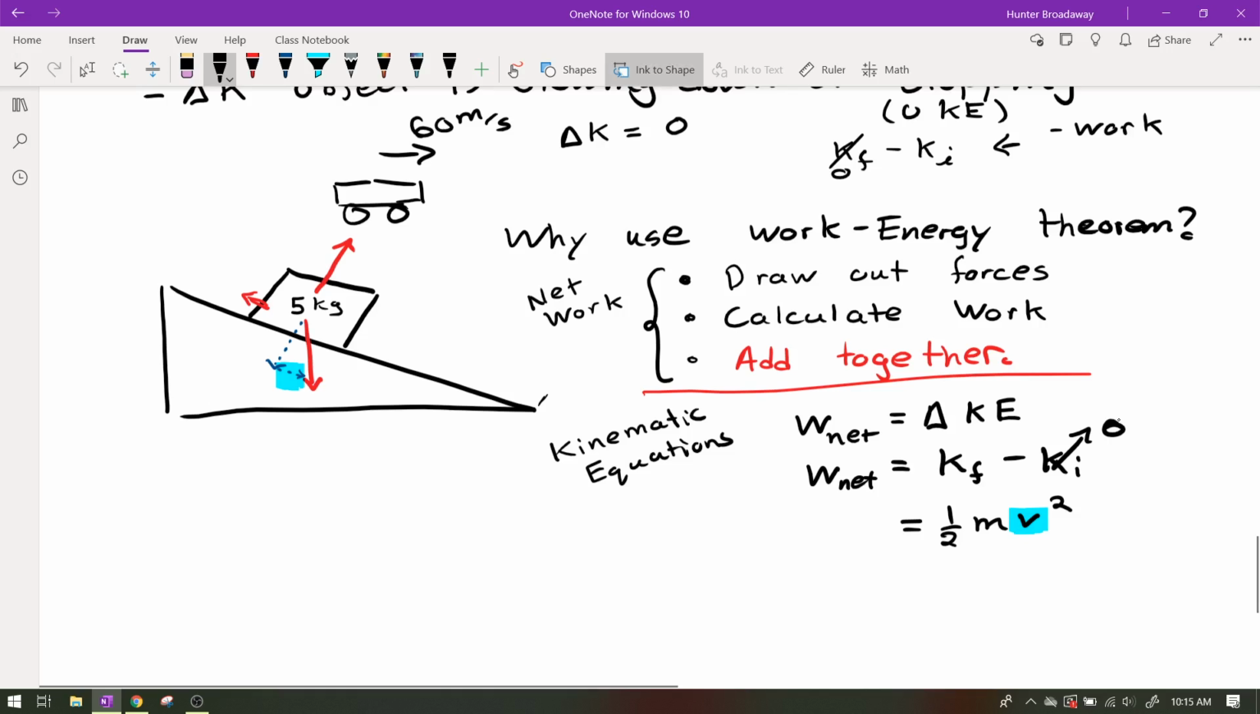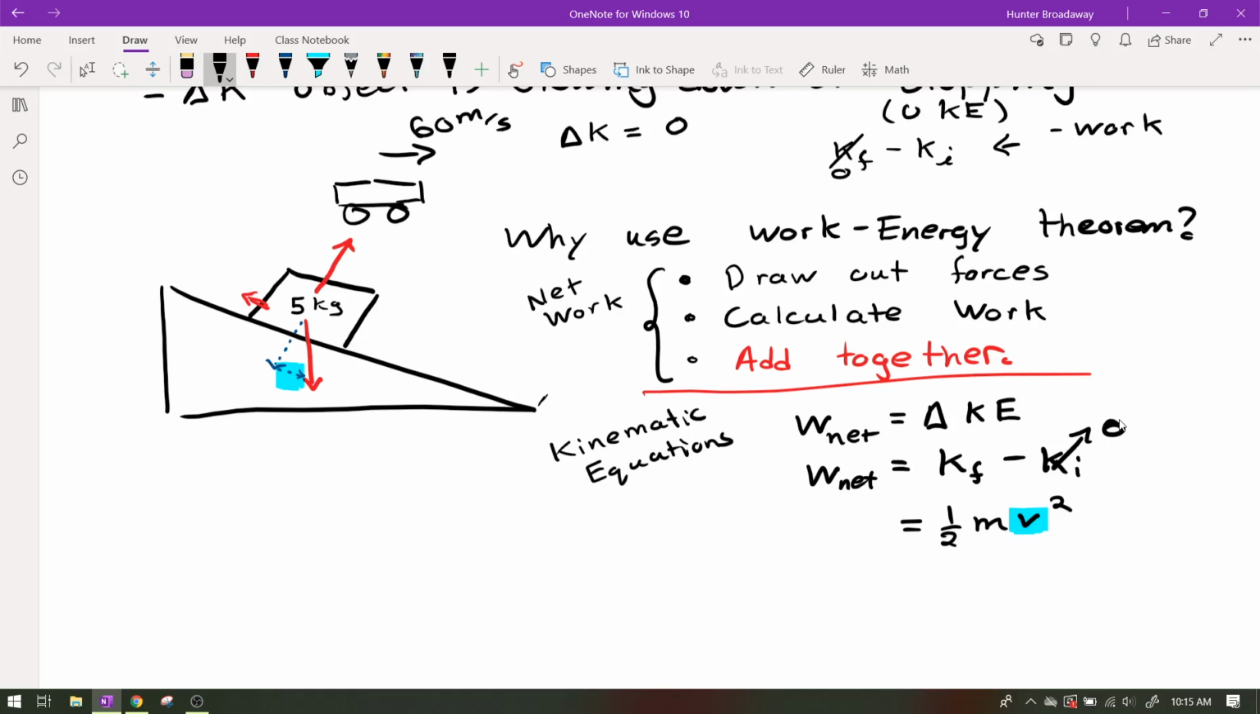Yeah, I do have an ink to shape button, and I totally just don't use it. Yeah, you're right. It's true. It makes it look more distinctive. That's my story, and I'm sticking to it. All right, let's go. Let's go for this.